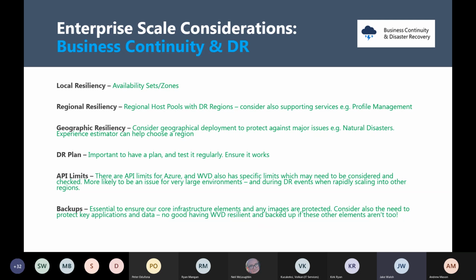Again, one of the areas that sometimes gets overlooked if you are designing business continuity and DR into an environment like this is those supporting services. So down to basics like profile management, applications you're going to access. It's considerations about how those will be protected, from a regional perspective as well. Geographic is really important as well. Natural disasters, albeit rare, they do happen. Again, Experience Estimator can help you choose an alternate region, and it's worth spending time looking at your options, and plan for the worst, hope for the best, and just make sure you've covered all the bases.